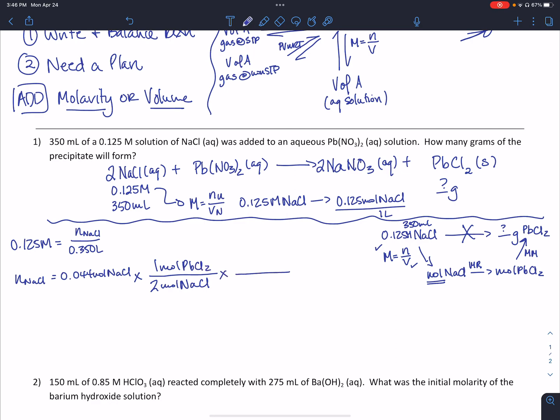That gives me some moles, all right, and now I can take my moles of PbCl2 and convert that into grams using the molar mass. So 1 mole of PbCl2 has a molar mass of 278.1 grams, and I calculated that using my periodic table. So my moles of lead 2 chloride will cancel, my moles of NaCl will cancel, and if I work out the rest of the math, I should get around 6.1 grams of PbCl2.